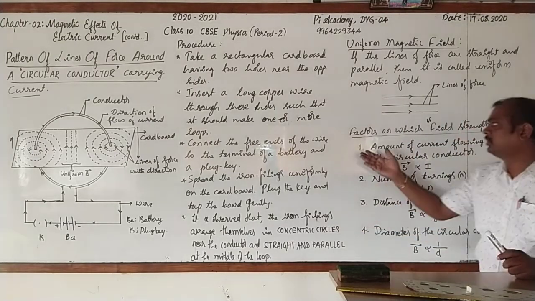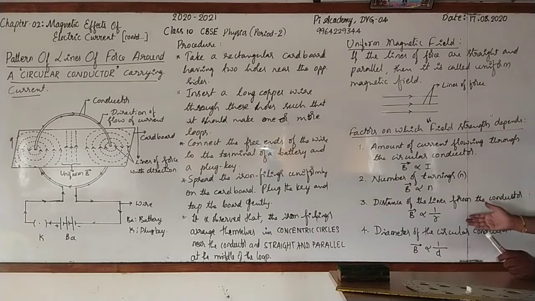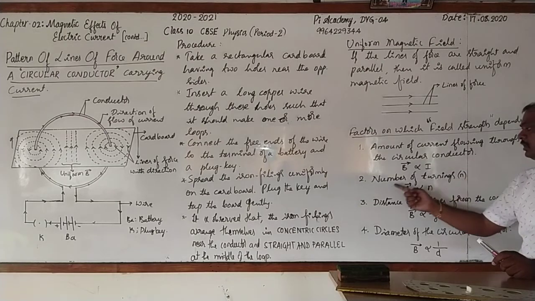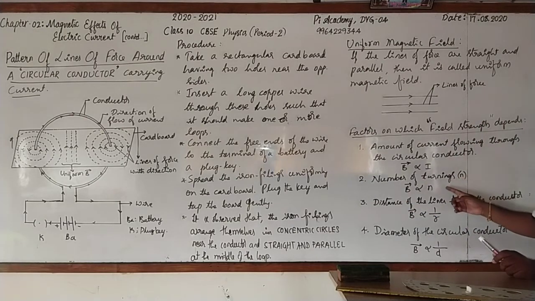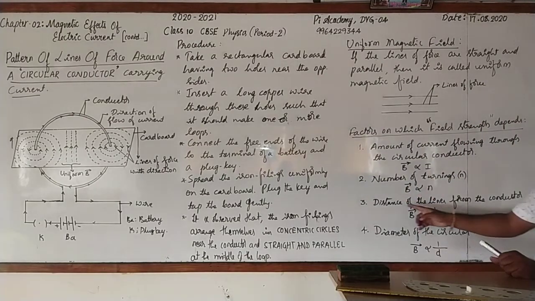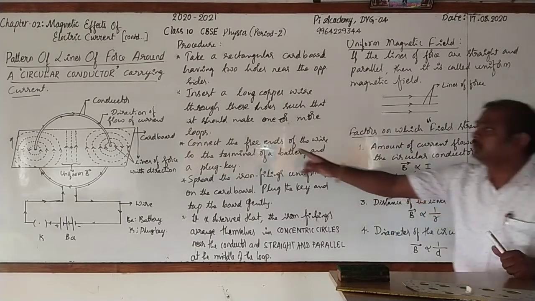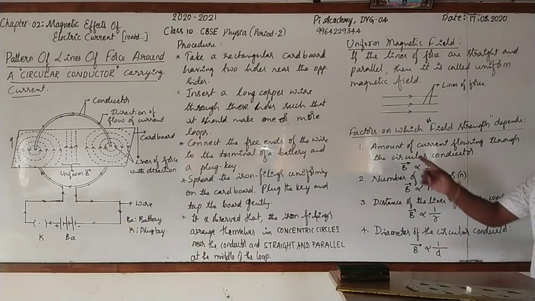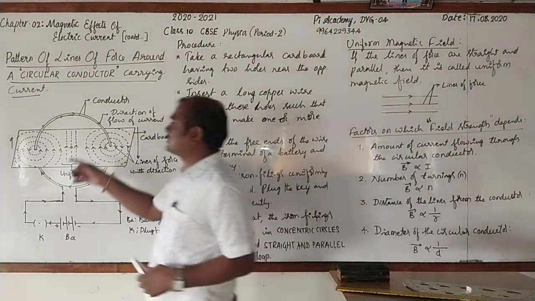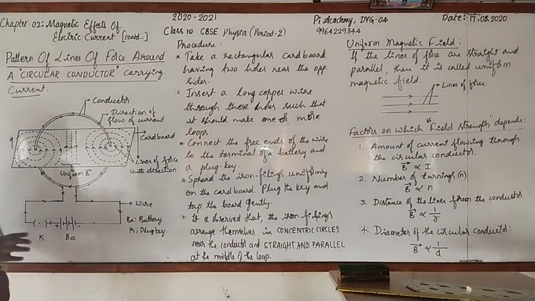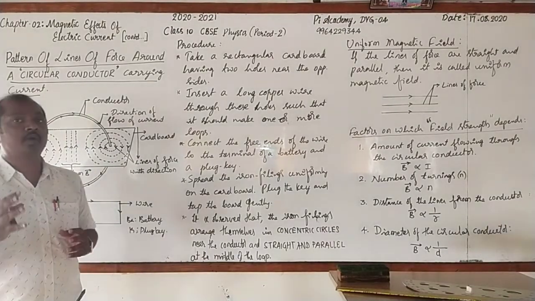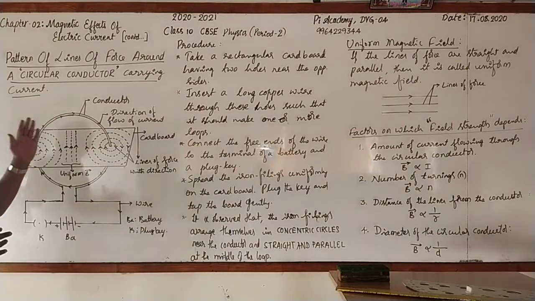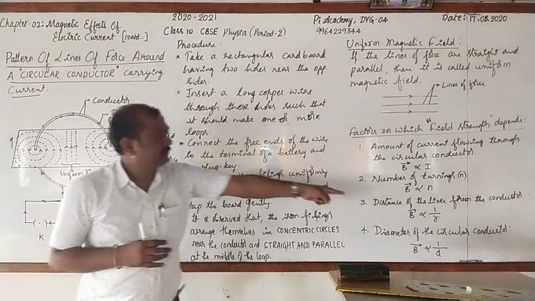We also know what all the factors are on which the field strength depends. It may be the amount of current, and how it is, I have written here. Number of turnings of the loop. Next, distance of each line of force from the conductor. Not only that, even the diameter of this circular conductor or loop. Got it? Next, another point is about the clock face rule. Please go for copying from here to there.